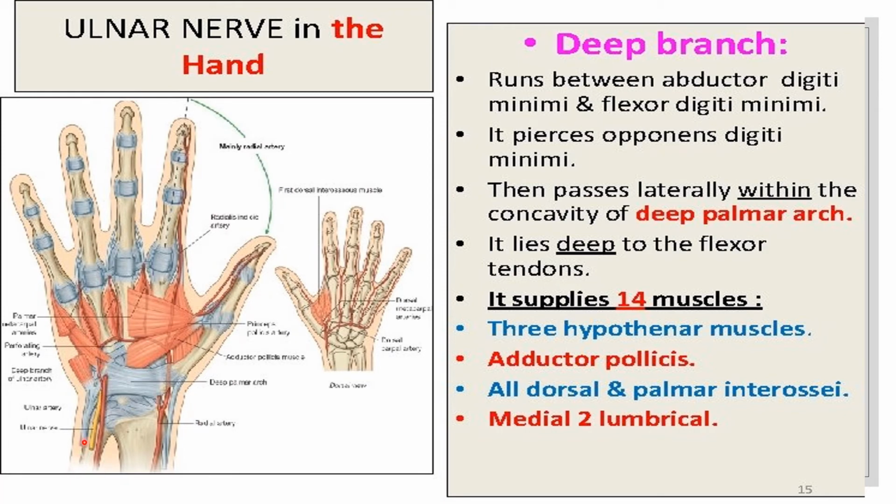Okay, so this is the ulnar nerve, and the deep branch of the ulnar nerve runs between the abductor digiti minimi and the flexor digiti minimi, and it pierces the opponens digiti minimi and passes laterally within the concavity of the deep palmar arch. It lies deep to the flexor tendons and supplies 14 muscles: 3 hypothenar muscles, adductor pollicis, all the interossei, dorsal and palmar, and the medial 2 lumbricals. It also supplies the joints of the hand: the wrist joints, intercarpal joints, carpometacarpal joints, and intermetacarpal joints.